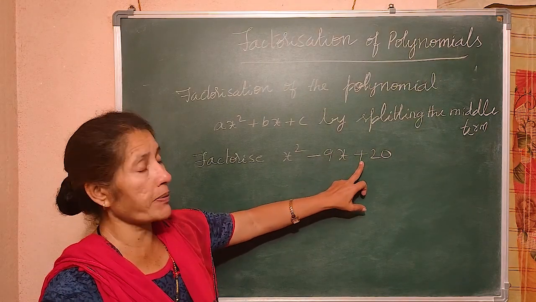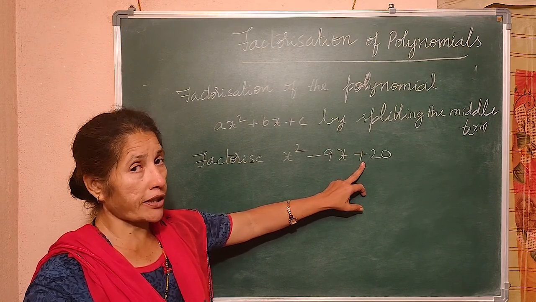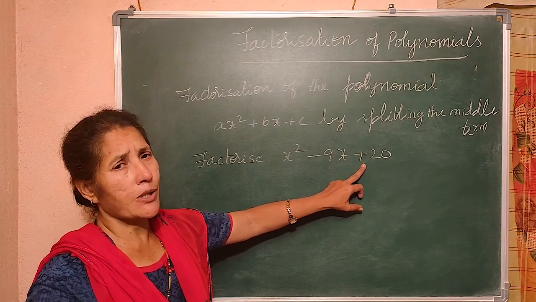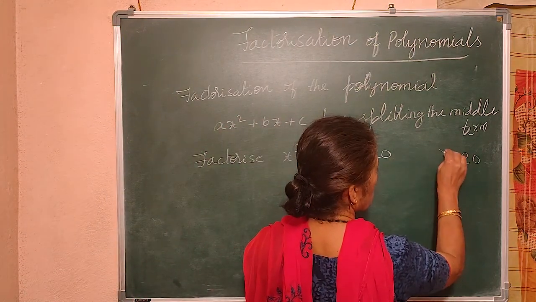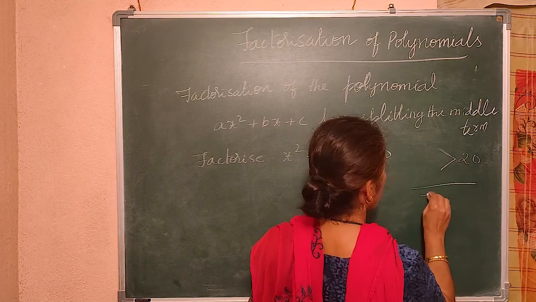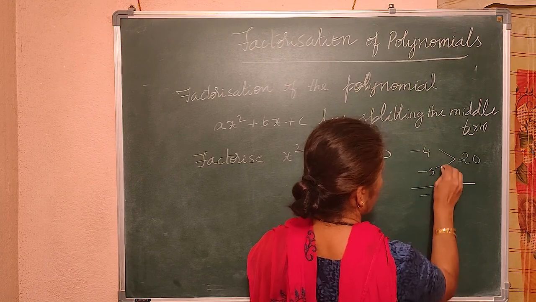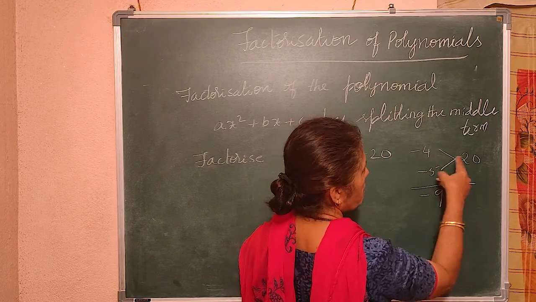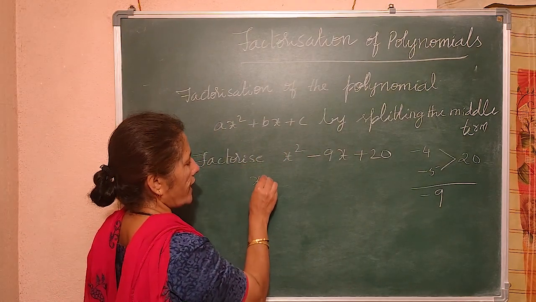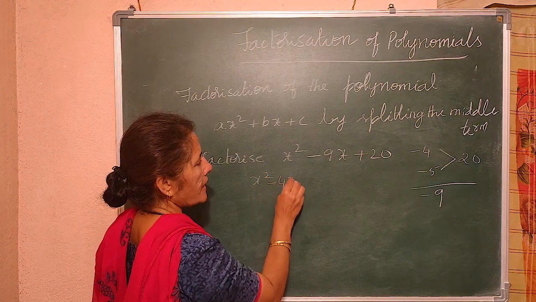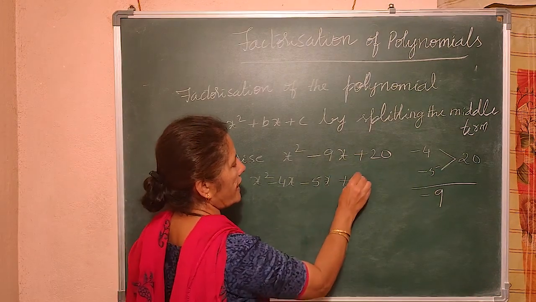When will this one be plus? When both are minus, minus into minus is plus. So think of the factors of 20 so that their sum is 9. So the factors of 20 so that the sum is how much? Minus 9. I think minus 4 and minus 5. Sum is minus 9, product is plus 20. Right? So I write down x square minus 4x minus 5x. See, I split the middle term only, plus 20.